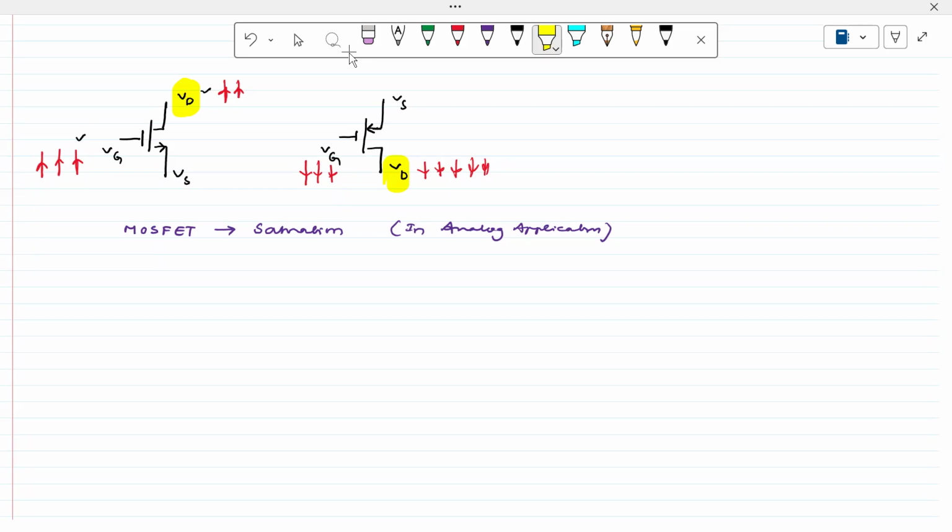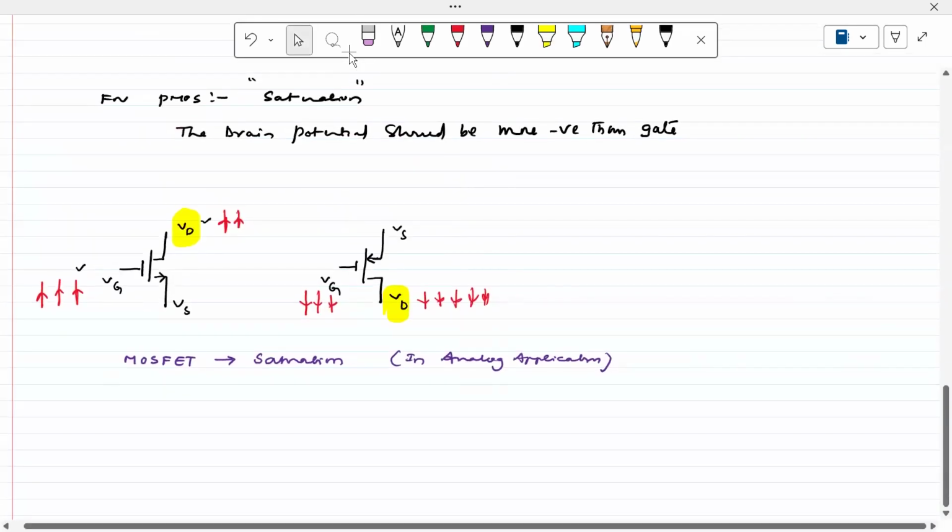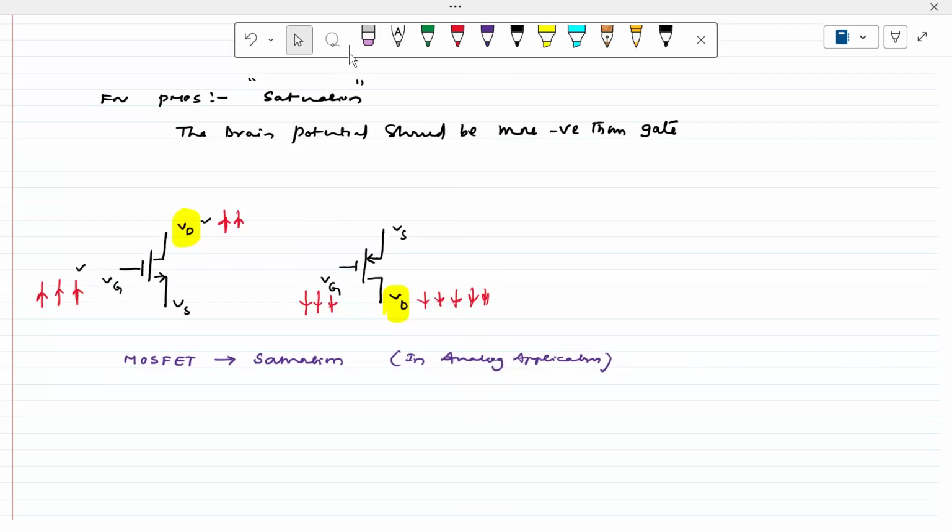So this is how we have to talk about the MOSFET behavior, by changing the gate-source voltage and the drain-to-source voltage, for both the NMOS as well as the PMOS. Very, very important one.